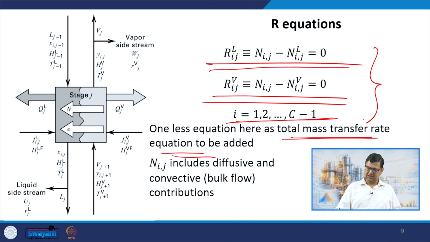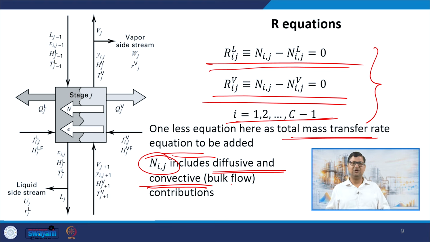We have in total C mass transfer equations we can write, but we write for only C minus 1, and one extra equation we write for the total mass transfer rate. Again, this Nij is going to include the diffusive contributions and the convective contribution that is happening with the bulk flow, and I will write the expressions for that in the next lecture.